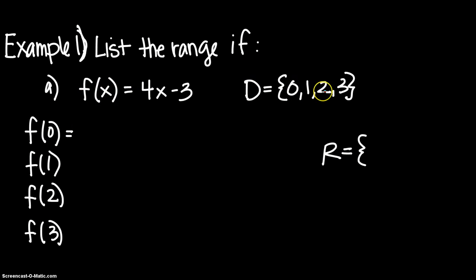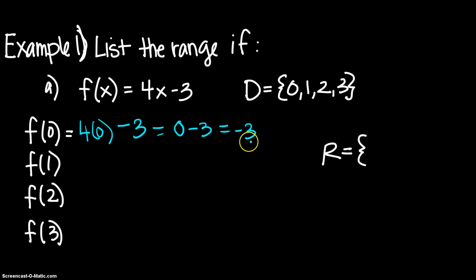So our domain is 0, 1, 2, and 3. Notice over here in the parentheses I have 0, 1, 2, and 3. So I'm going to replace x with 0. The same thing goes for the equation here. Instead of having 4 times x, I'm going to have 4 times 0 minus 3. I'm going to continue this to figure out what it is. 4 times 0 is 0, minus 3. That is equal to negative 3.